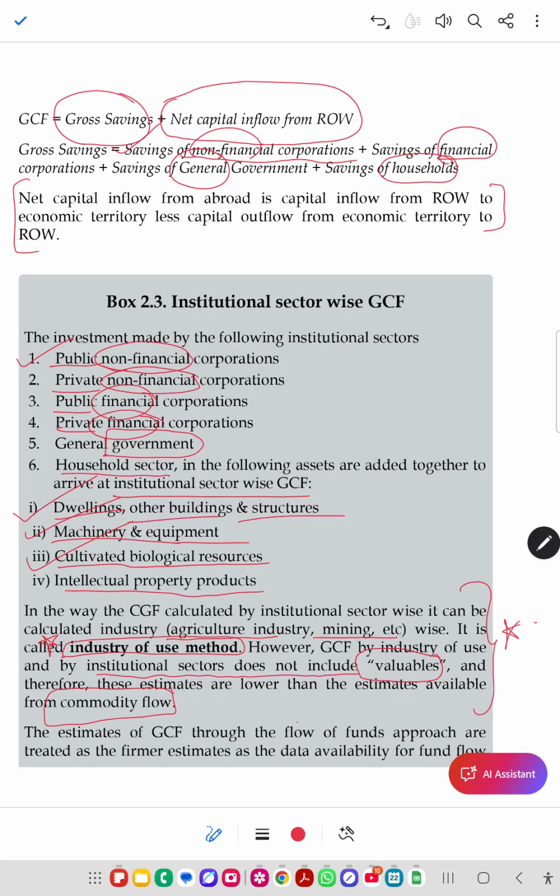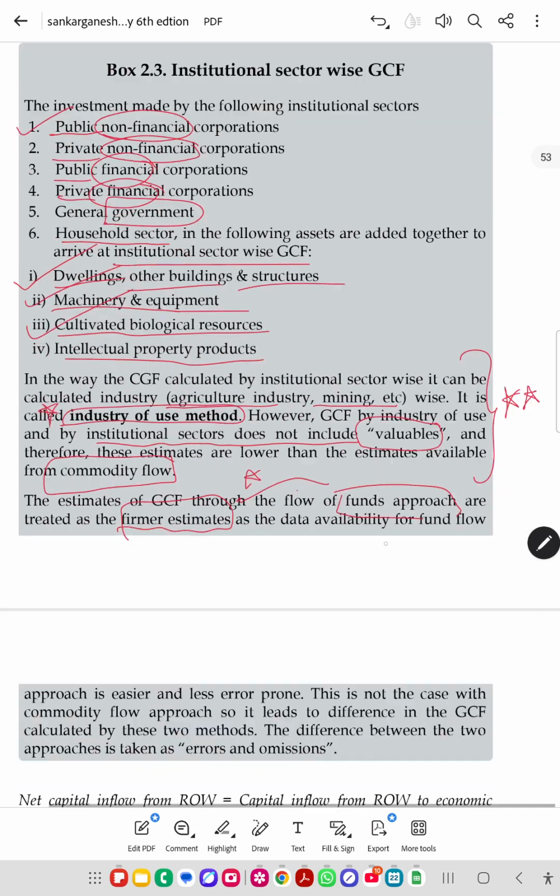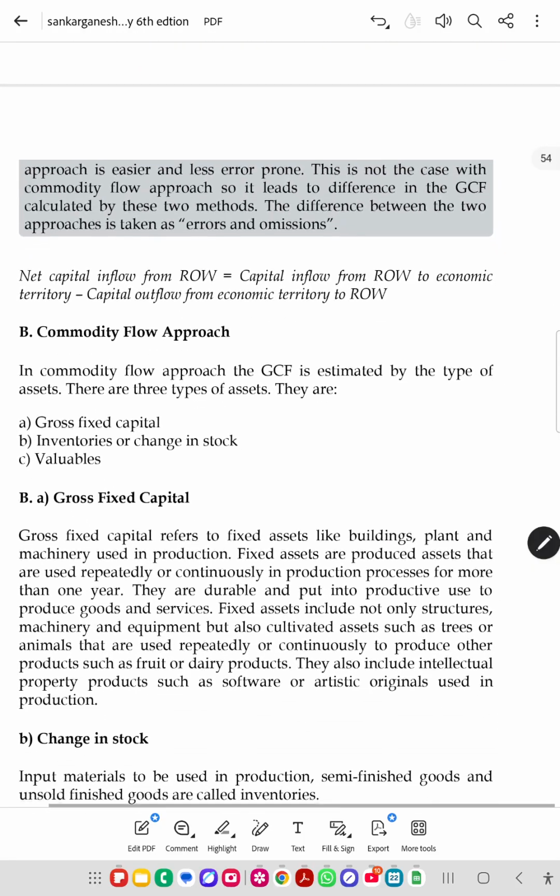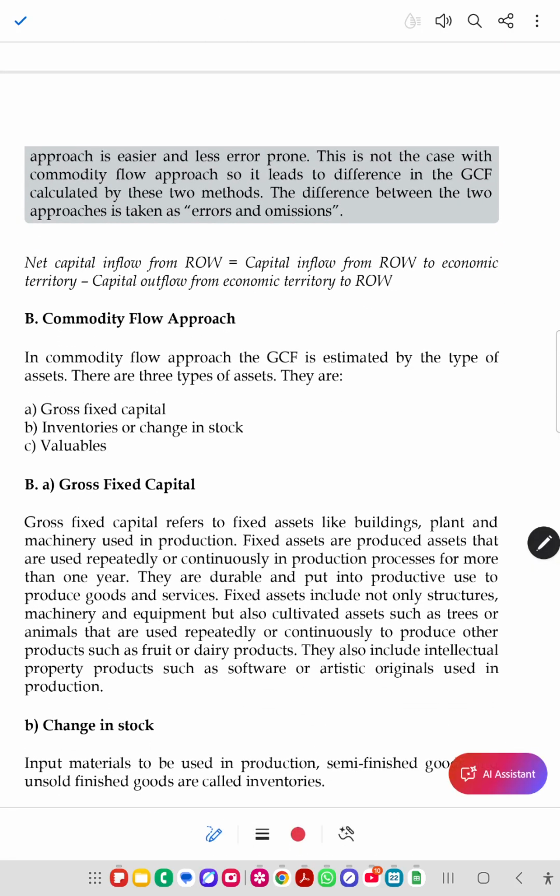This is important. The estimates of gross capital formation through the flow of funds approach are treated as the firmer estimates, as the data availability for fund flow is better. The approach is easier and less error prone. This is not the case with the commodity flow approach. So it leads to a difference in the gross capital formation calculated by these two methods. The difference between the two approaches is taken as errors and omissions.